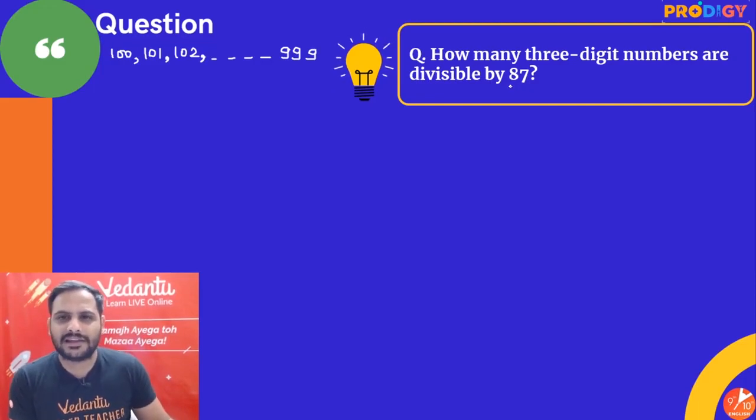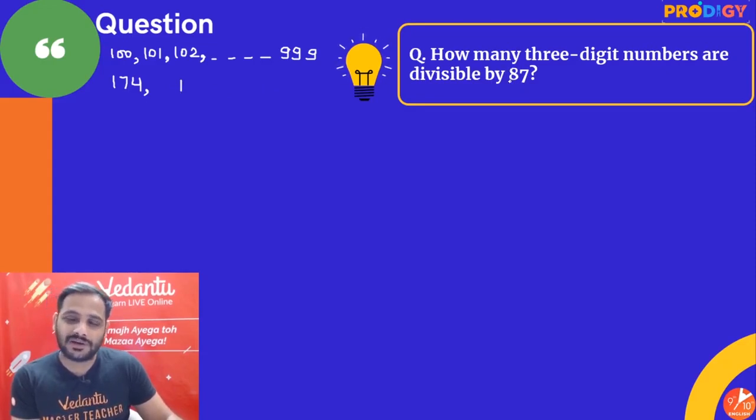It will be, I think, 87 twos are 174. So 174 is the first number. After that, the next number will be 87 threes are 261, and so on this way.